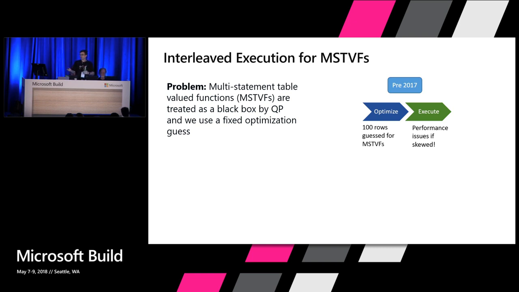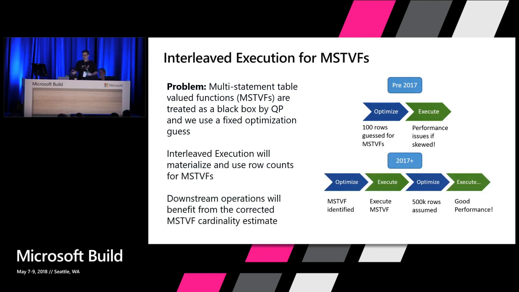And I mentioned, once we have a plan, so I optimize and I execute, there's no going back. So if I say, whoa, I estimated 1 row, and I've already seen 1,000,000 rows flow through, we don't revise that plan prior to 2017. So interleaved execution is the first time we've broken that boundary between optimize and execute. What we will do for this first version is we will optimize up into the point that we see the function, and then we will go ahead and execute the MSTVF, which we were already doing. So we were already executing the function behind the scenes. We just weren't using the cardinality. We'll use the cardinality. We will re-enter optimization, and then downstream we will optimize based on the actual runtime count.